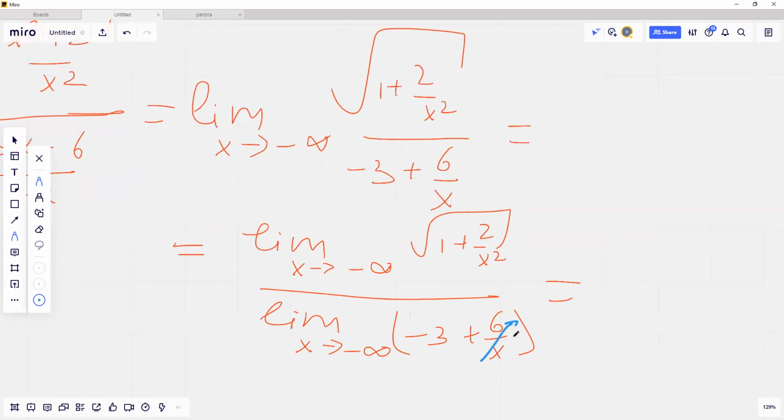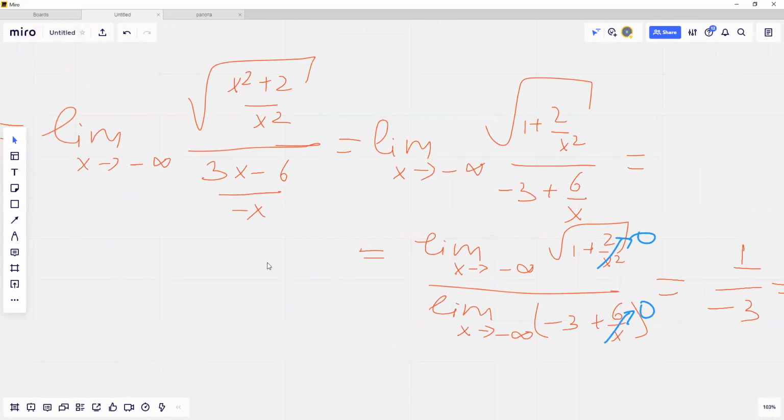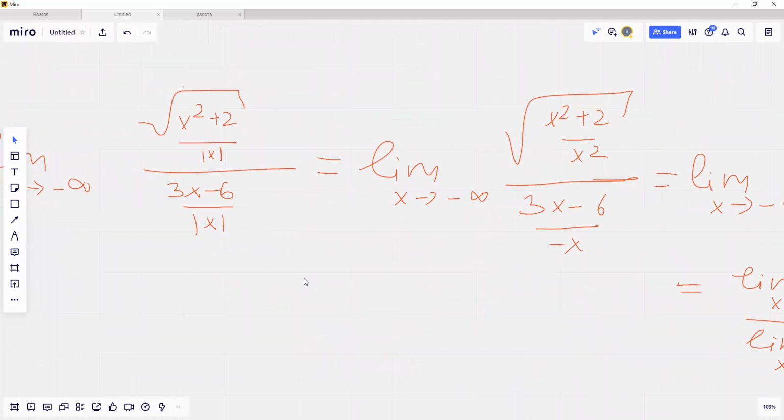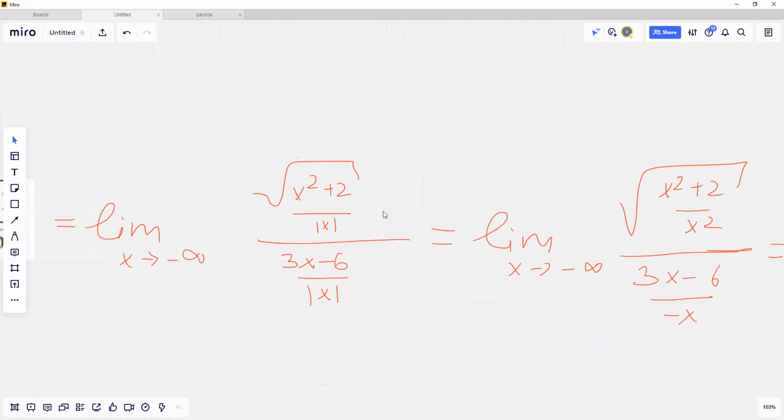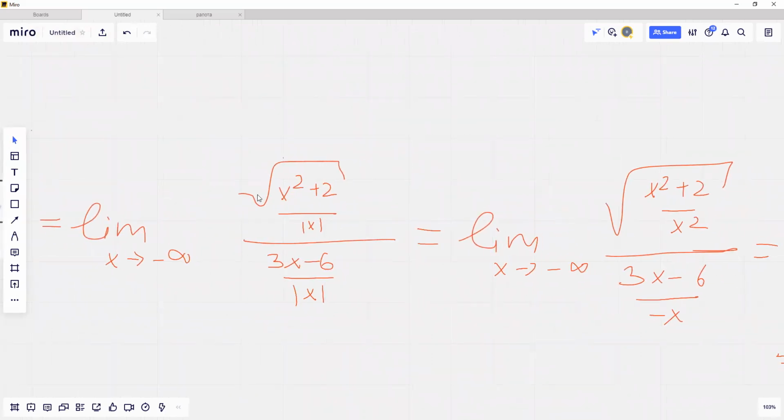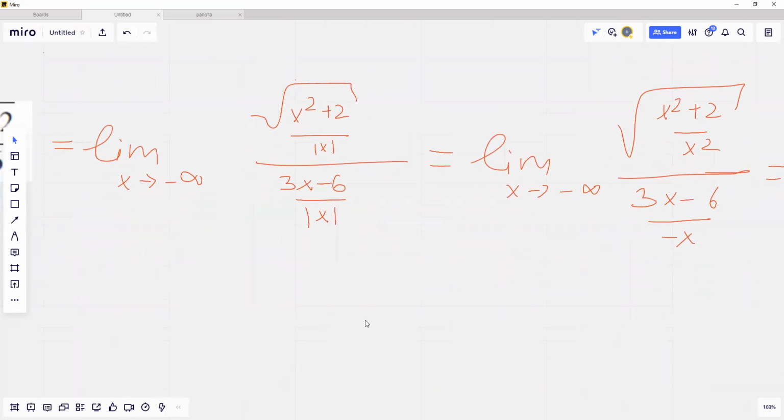Okay, so 2 over x squared goes to 0, and 6 over x goes to 0, as x goes to minus infinity. So we end up with 1 over minus 3. So minus 1 over 3 is the answer. All right. So again, guys, the reason we are dividing by absolute value is that we want to bring this term here inside of the square root brackets. You don't have to divide this by absolute value if x is approaching plus infinity. If x goes to plus infinity, you can simply divide everything by x.